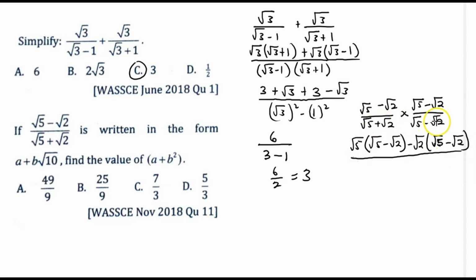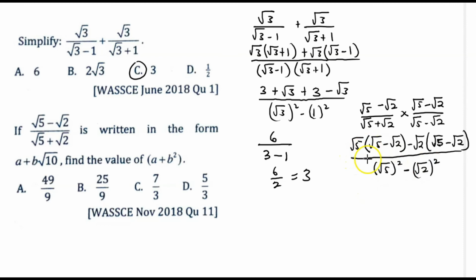Looking at the denominator, something should come into your mind. It's the same factor but with a change in operational sign. One is positive, one is negative. So therefore, the idea of difference of two squares can be applied there. So we have root of 5 all squared minus root of 2 all squared.